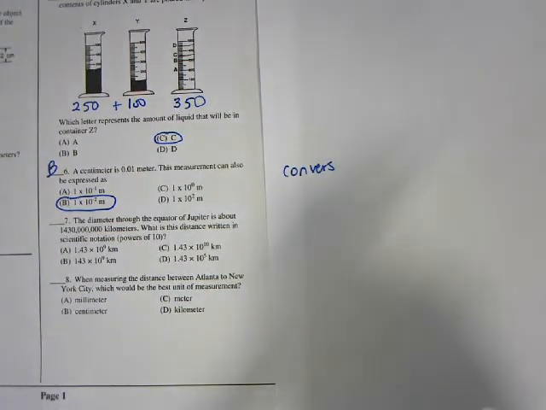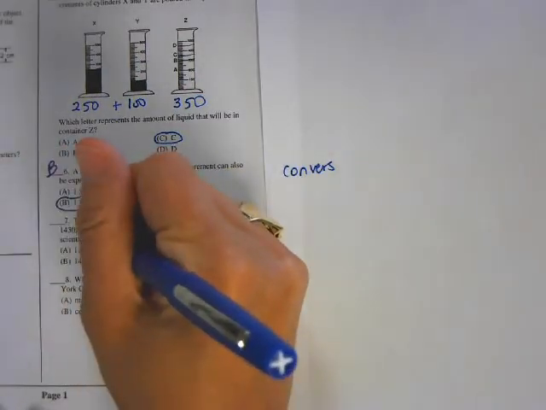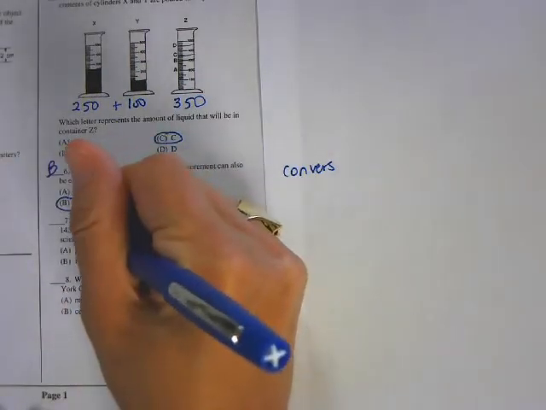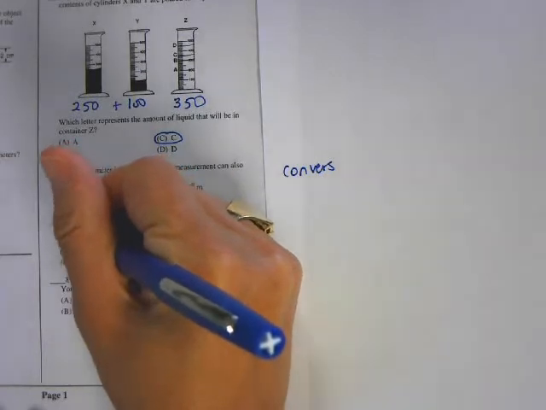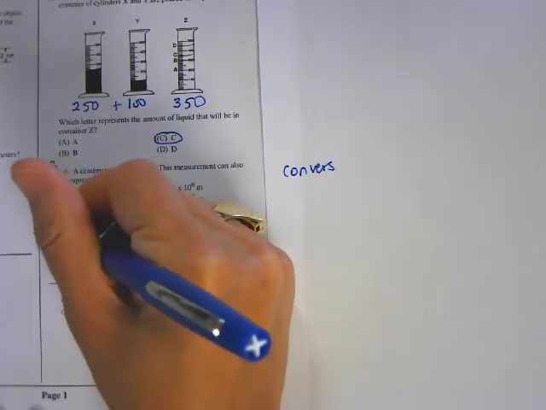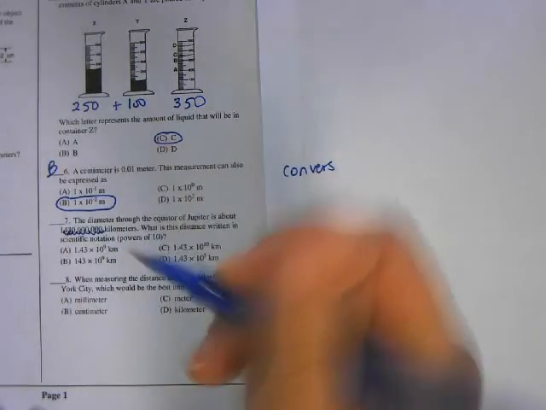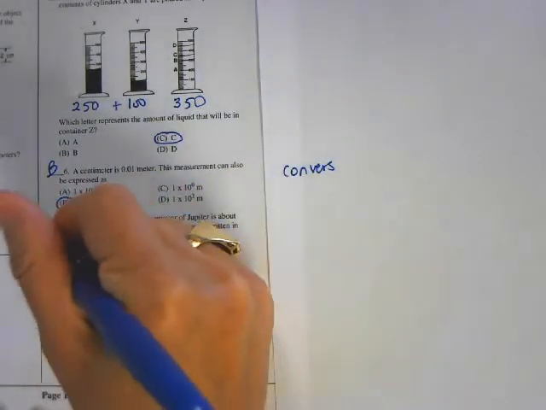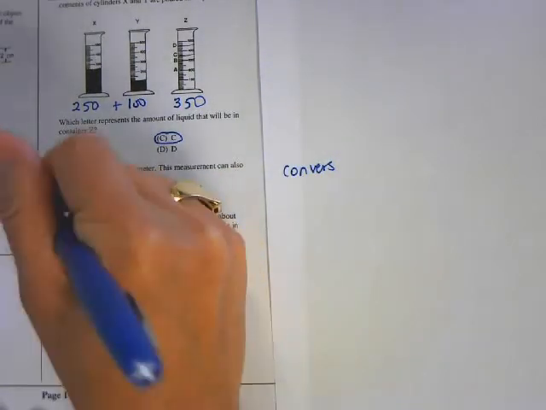All right, number 7, the diameter through the equator of Jupiter is about, and they give you this long number, what's the distance in scientific notation? So this is just scientific notation. You just take that number, here's my decimal point, and you go 1, 2, 3, 4, 5, 6, 7, 8, 9. So my answer is 1.43 times 10 to the 9. So my answer is A.